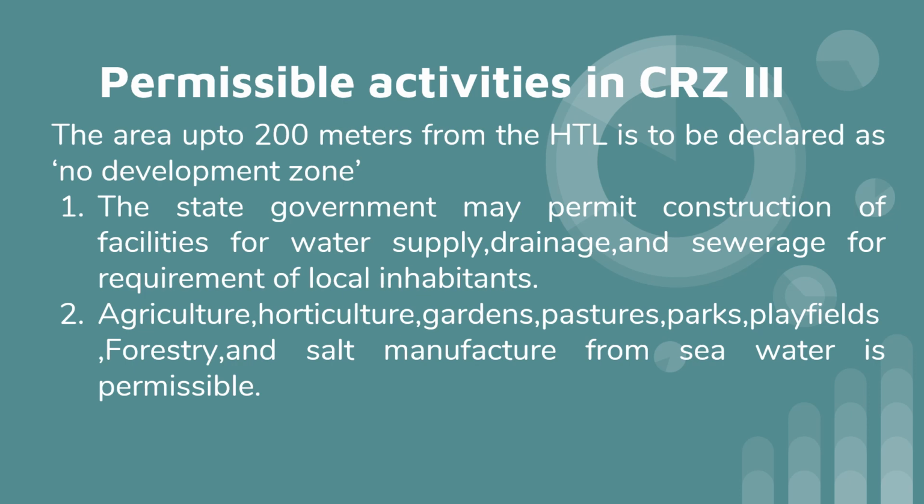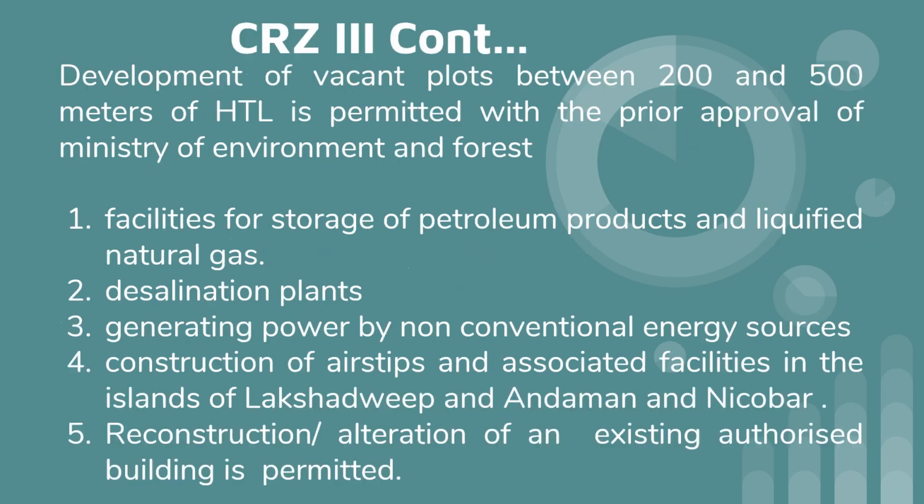So the state government, with its permission, may permit construction of facilities for water supply, drainage, and sewage for the requirement of local inhabitants. And the second thing which is permissible there is agriculture, horticulture, gardens, pastures, parks, playfields, forestry, and salt manufacture from seawater. So these are the things which are permissible in CRZ 3.